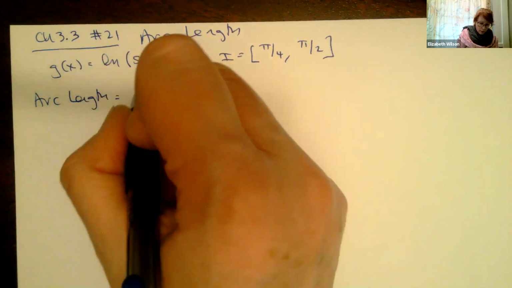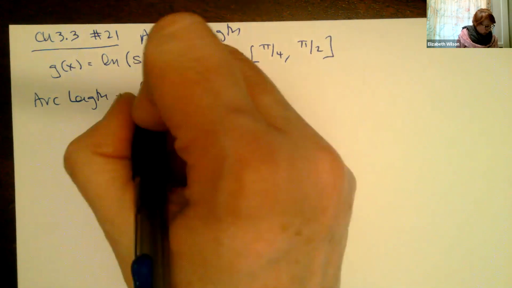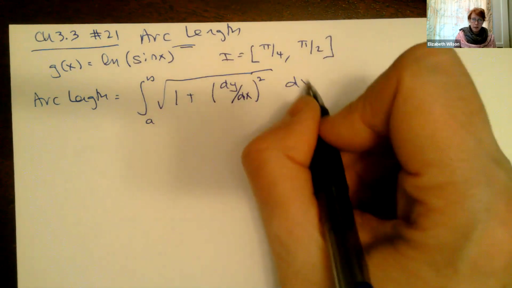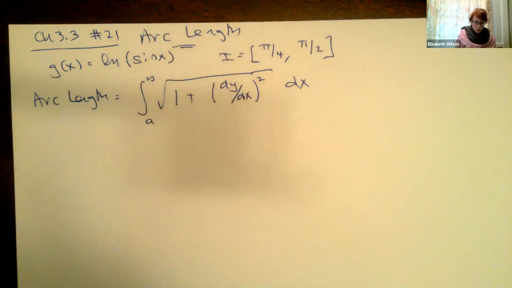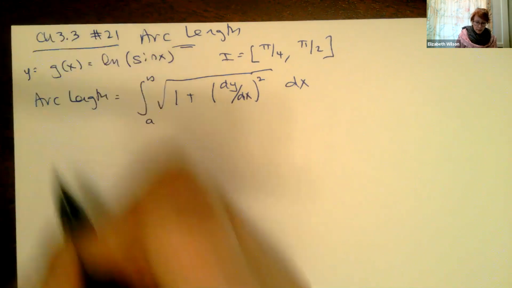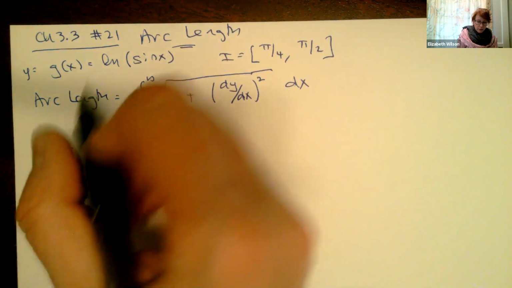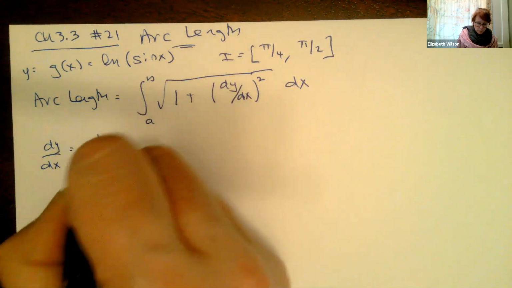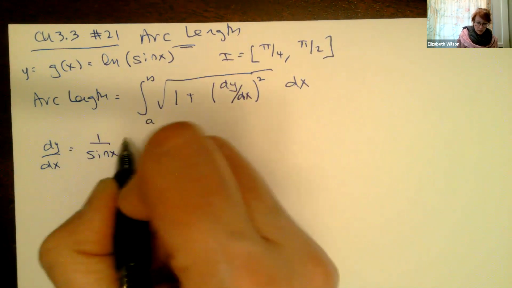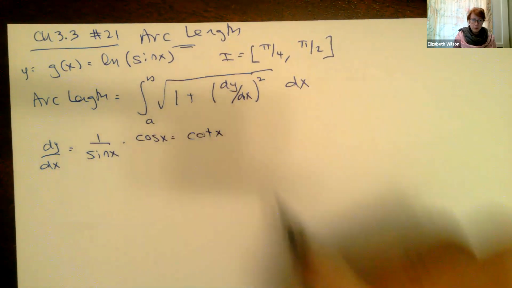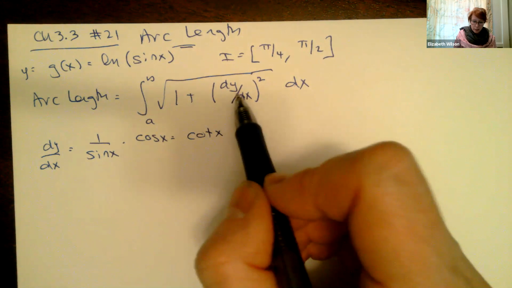is going to look like this: we go from a to b of the square root of 1 plus dy dx, in this case, squared, dx. Okay, so I've got my function here, this is my y equals g of x. So I need to take my derivative. My derivative of this is going to be 1 over the sine of x times my chain rule cosine of x, which is my cotangent.